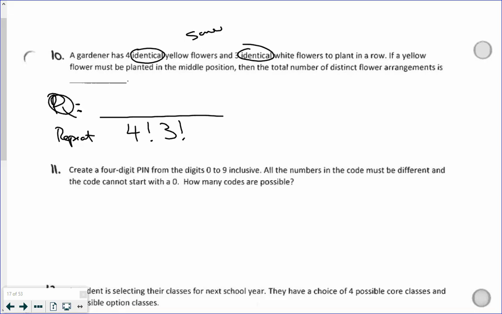The question says if a yellow flower must be planted in the middle, find the total number of arrangements. So you've got 1, 2, 3, 1, 2, 3, like that. There are 4 yellows, so you have 4 choices for the yellow. You picked out the yellow tulips. How many flowers do you have left to pick from now? In total, 6, right? 3 yellow, 3 white. There are no restrictions, so it's 6, 5, 4, 3, 2, 1. You punch that in and you get your answer.